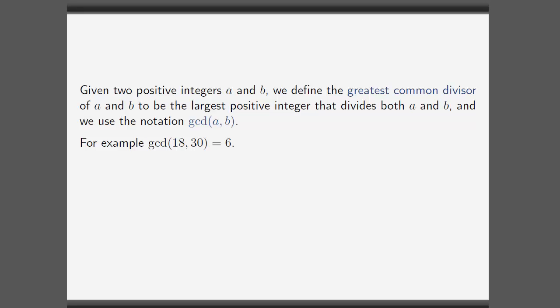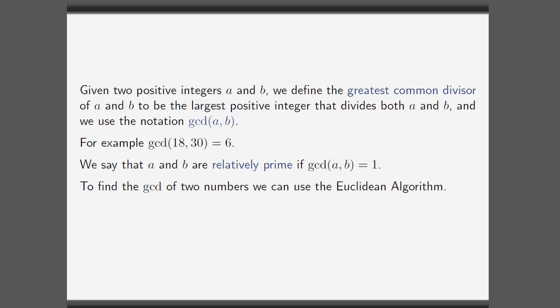And when the numbers are small, the greatest common divisor isn't too hard to find. We can just factor and go from there. We say that two numbers are relatively prime if their greatest common divisor is 1. So when we're talking about relatively prime, we have to be talking about two values at a time.